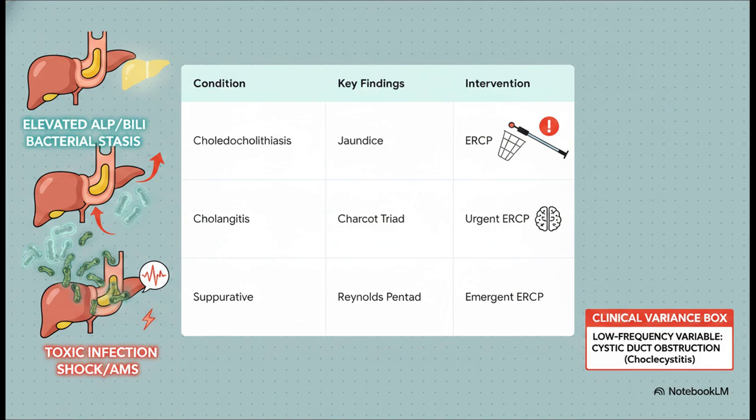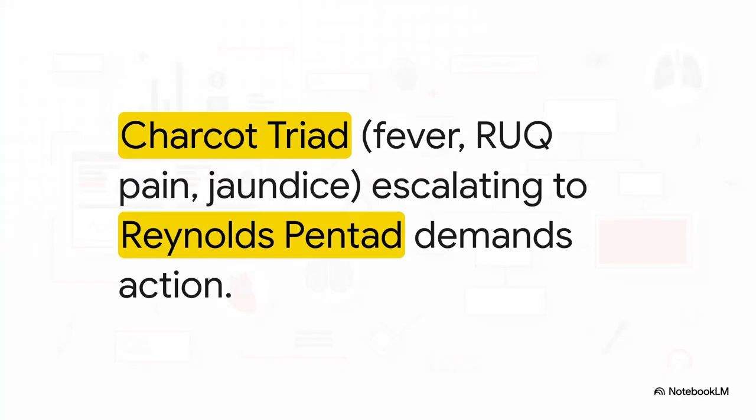It kicks off as cholelithiasis. The patient is jaundiced, afebrile, with elevated alk phos and bilirubin. But that biliary stasis? It's an open invitation for enteric bacteria. This escalates at breakneck speed into ascending cholangitis, and if you miss it, into highly toxic suppurative cholangitis, bringing shock and altered mental status straight into the picture. Which brings us right to the decompression red line.